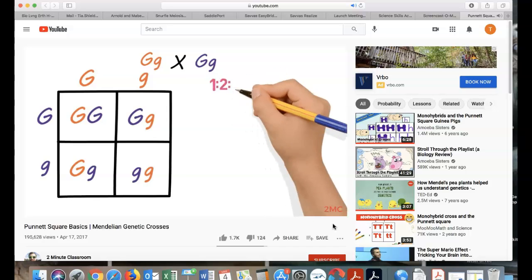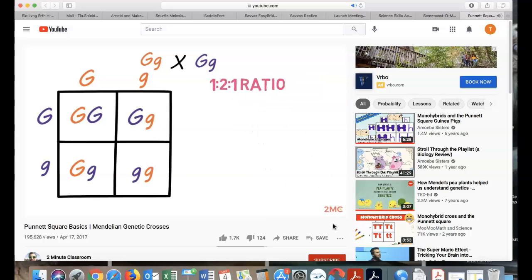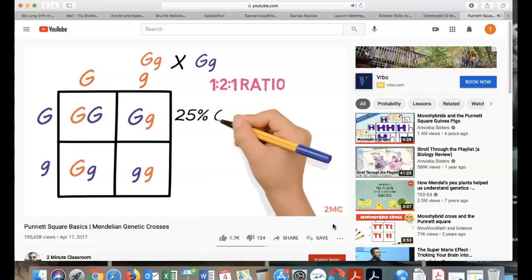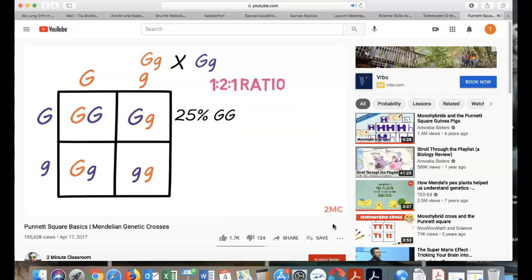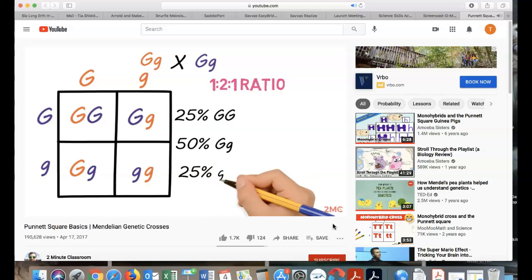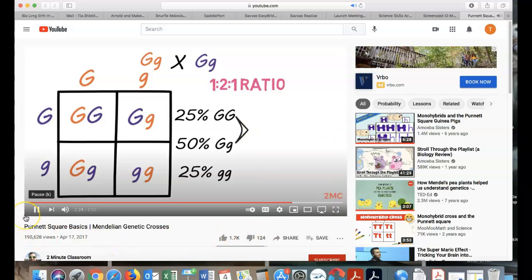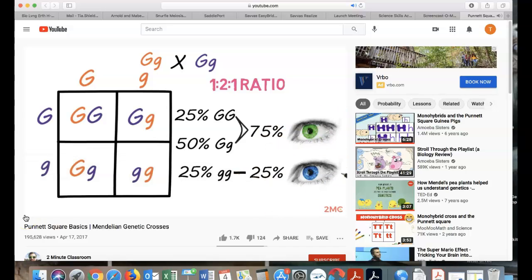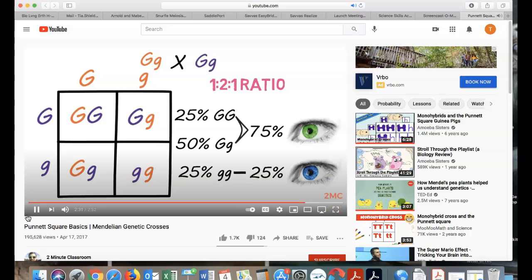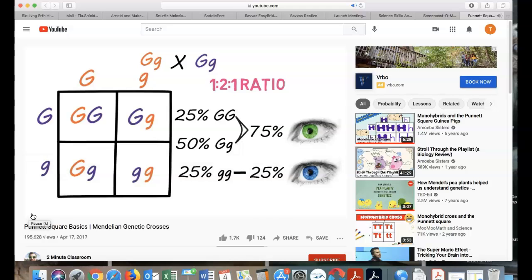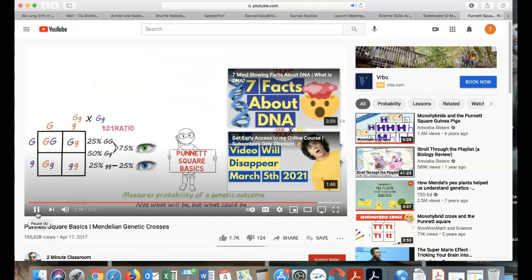This cross results in a 1 to 2 to 1 genotype ratio, with 25% homozygous dominant, or big G, big G, 50% heterozygous, or big G, little g, and 25% homozygous recessive, or little g, little g. Phenotypic ratio would be 3 to 1, with 75% green eyes and 25% blue eyes. Hopefully that helps you understand simple Punnett squares a little better. Genetic crosses can be much more complicated, and I'll make a video sometime in the future.